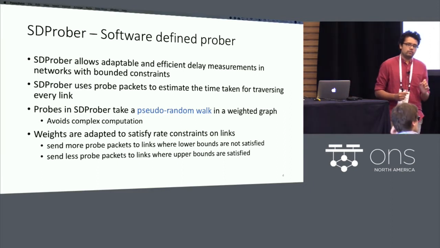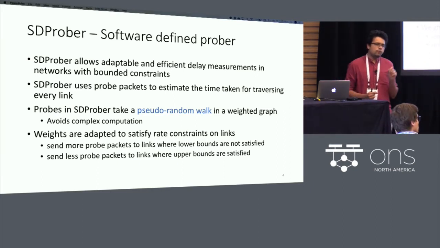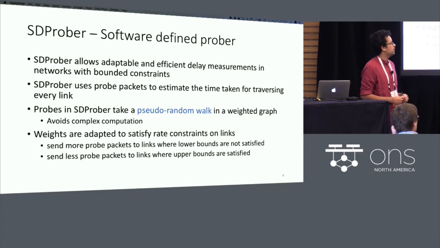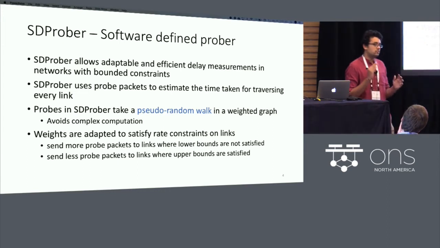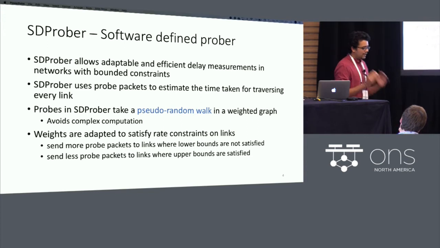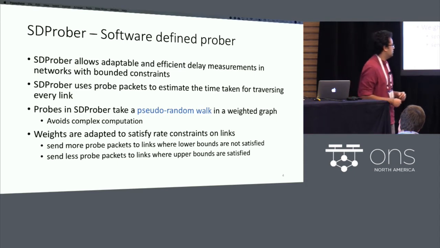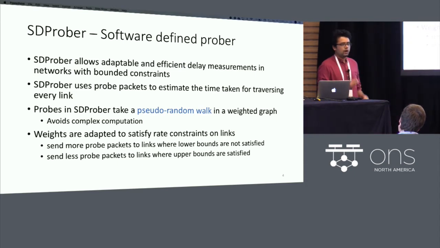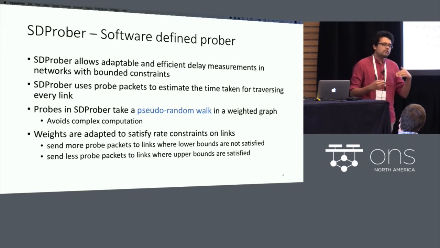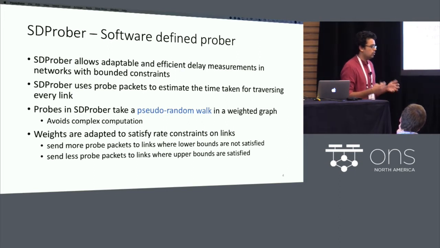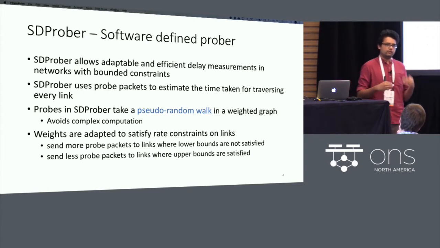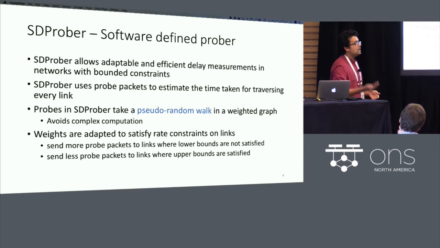SDProber uses probe packets to measure delays on individual links, and probe packets in SDProber take a random walk in the network. SDProber is able to control the way the probe packet moves in the network by adjusting the weights in the graph. By taking a random walk, SDProber avoids the complex computations needed to find the paths which will satisfy the constraints. SDProber changes the weights to satisfy the constraints. It increases the weights on links whose lower bounds are not satisfied, so that more probe packets go to that region. On the other hand, it reduces the weights on links whose upper bound is already satisfied, so that fewer probe packets go there.